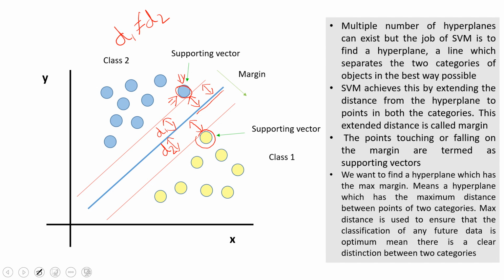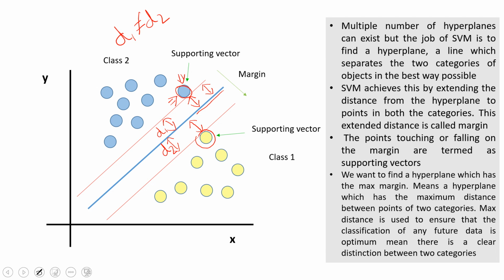Maximum distance is used to ensure that the classification of any future data is optimum, meaning there is a clear distinction between two categories. That means that there should be intra-class variation in the features, in the feature points. That's what we mean from here.